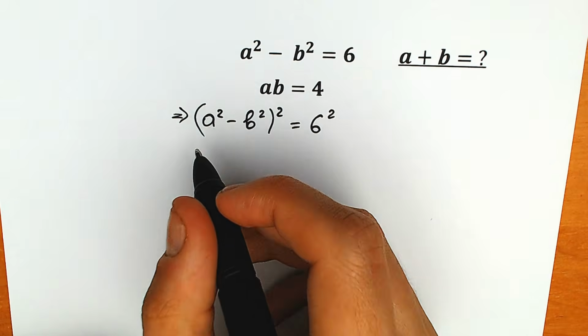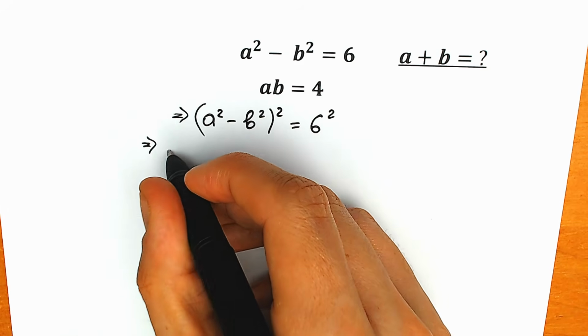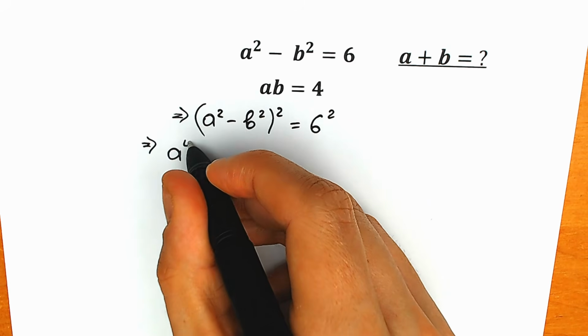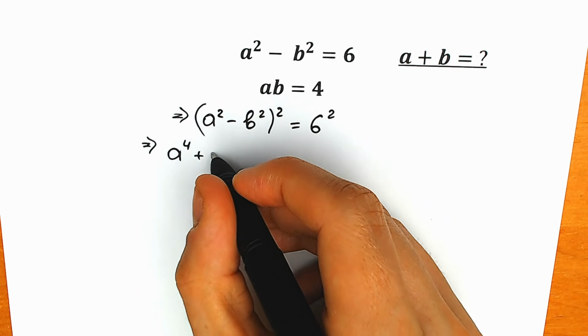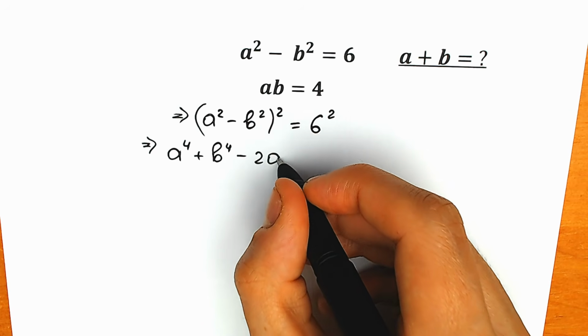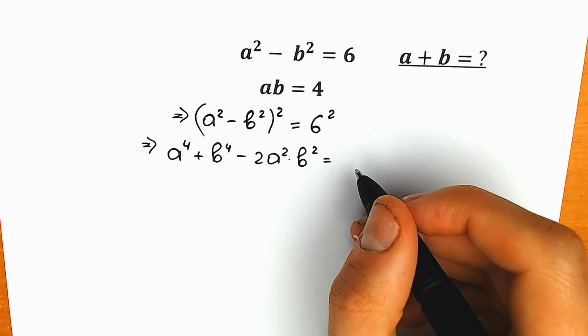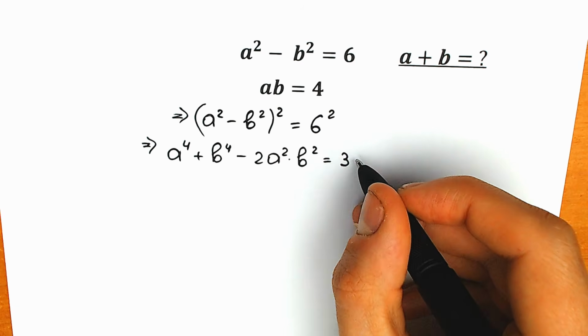What are we going to do next? Of course we need to simplify this real quick. This is our classic school identity. So a squared squared gives a to the power 4, plus b to the power 4, minus the product 2 times a square times b square, equal to 6 square, equal to 36.